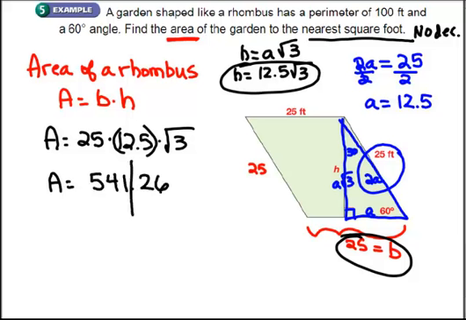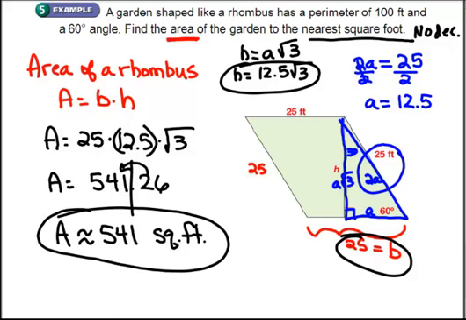my calculator says 541.26. Here's my cutoff. What does a 2 do to the 1? Absolutely nothing, because it's not 5 or higher. So my area is approximately 541. Now, we're dealing with area, so it's square feet. Area has squared units. And there's my final answer.